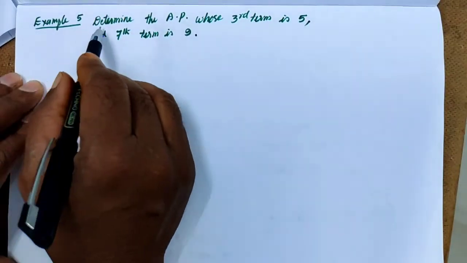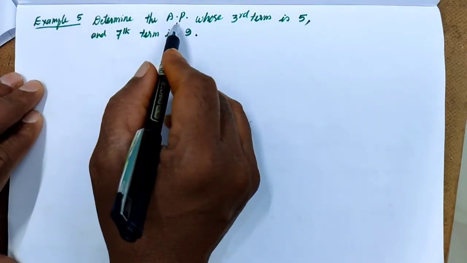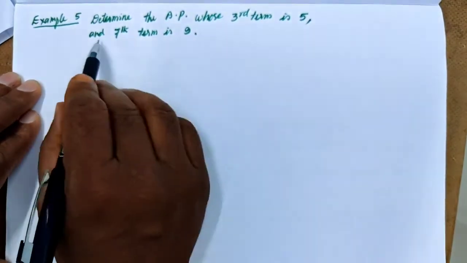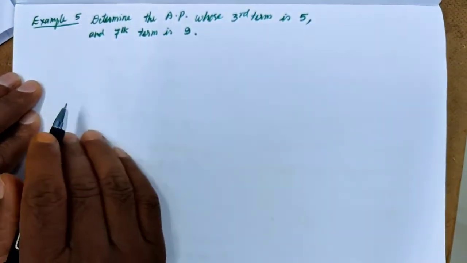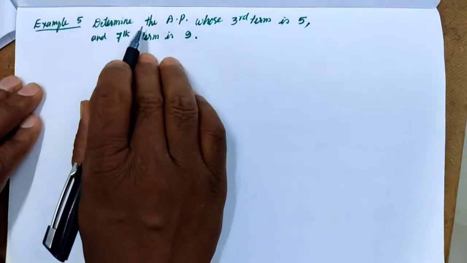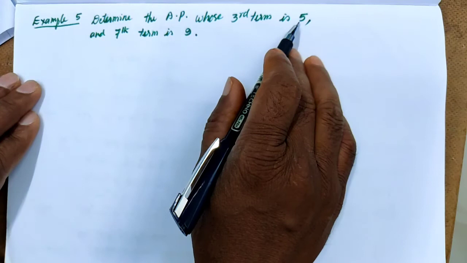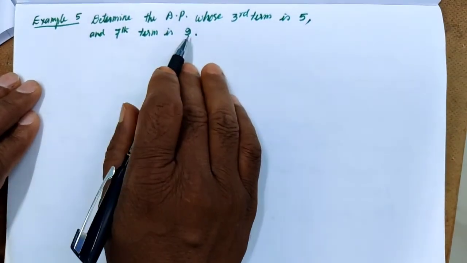Example 5. Determine the arithmetic progression whose third term is 5 and seventh term is 9.